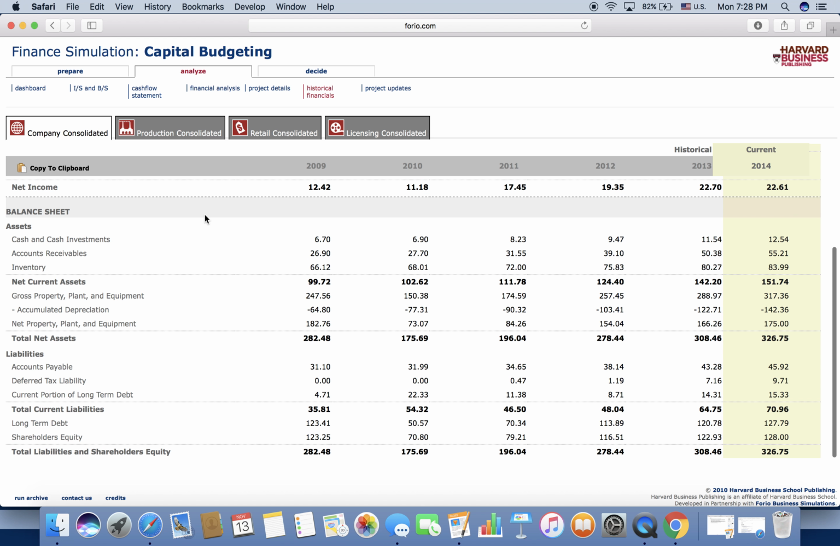Then let's go down to my balance sheet. My total net assets, like I said above, in 2009 I also did fall short. I got 282.48. 2010, then I got 175.69, and from there it just went up again. I didn't fall short from then on.